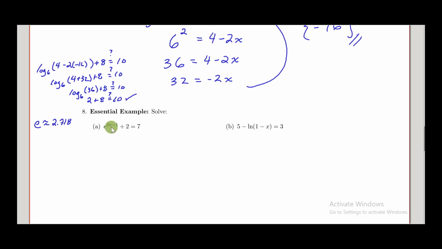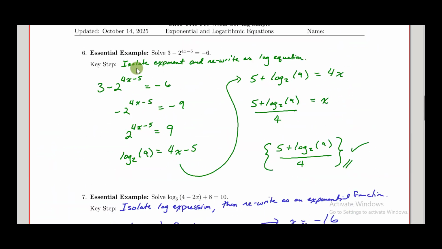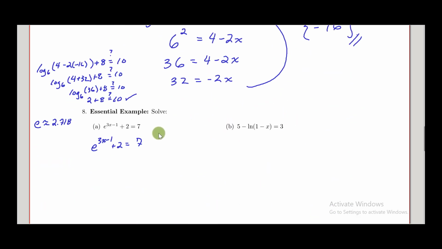We've got e to the 3x minus 1 plus 2 is equal to 7, and we're trying to solve for x. So just like before, what's our key step? To isolate the exponent and rewrite as a log equation. So here my exponent will be e to the 3x minus 1, so let's isolate it. When I do so, I get e to the 3x minus 1 is equal to 5. And now I can rewrite this exponential equation as its equivalent logarithmic equation.